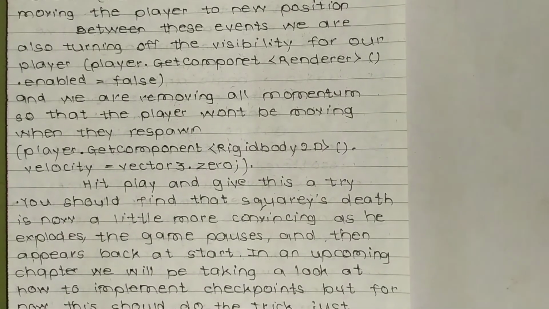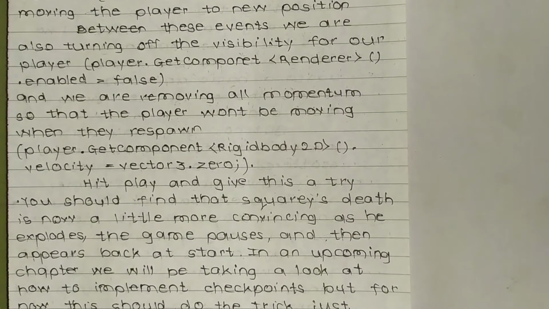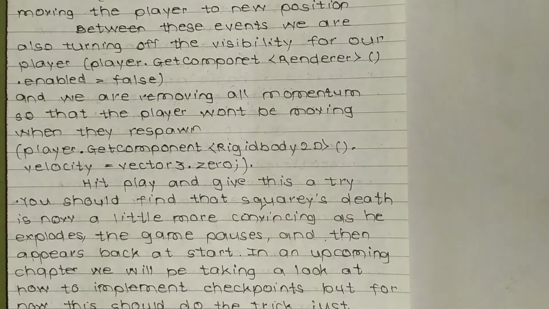We are removing all momentum so that the player won't be moving when they respawn. This is done by the script player.GetComponent<Rigidbody2D>().velocity = Vector3.zero.